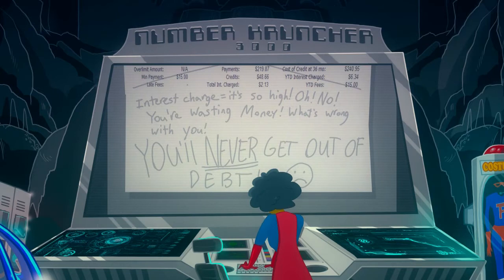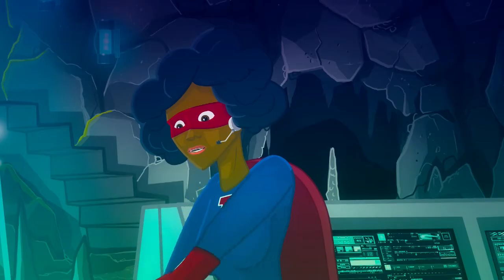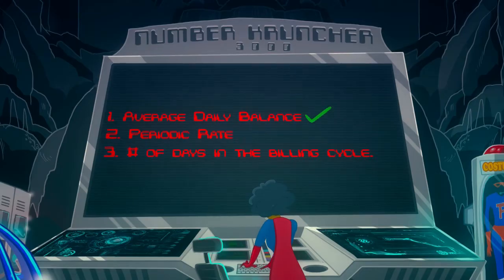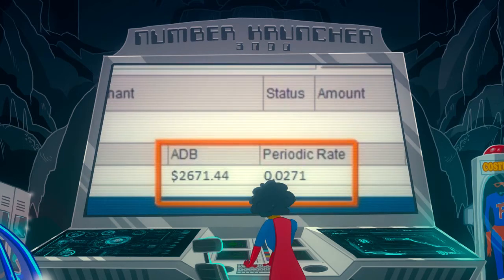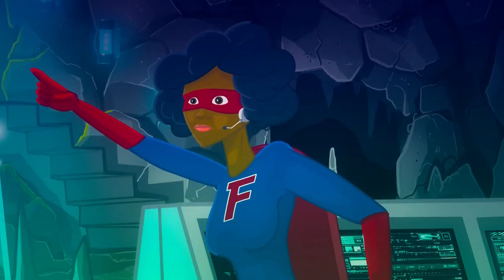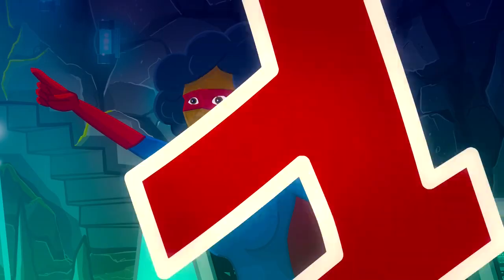All right, Number Cruncher, remember, we need 3 pieces of information to calculate a monthly interest charge: average daily balance, periodic rate, and the number of days in the billing cycle. We know his ADB and periodic rate by looking at his IRIS. We also know that there are 31 days for this cycle. Let's rock. You go find that missing paper for the statement, and I'll go talk to the Capital One customer.